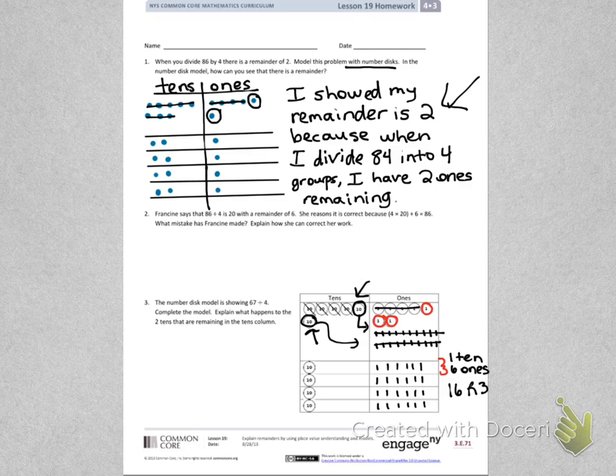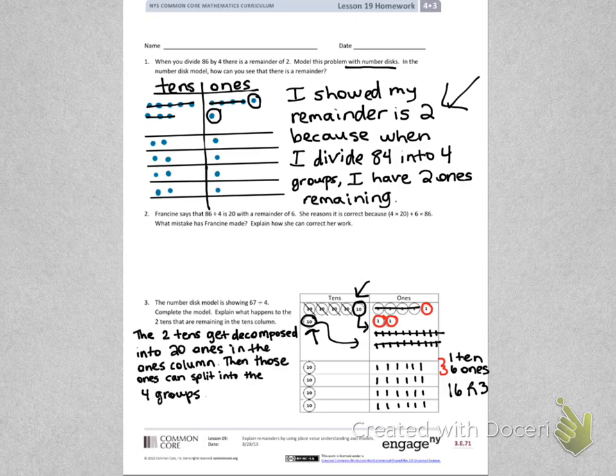meaning remainder 3. The directions are actually asking us, they didn't ask us for the actual answer, they're asking to explain what happens to the 2 tens that are remaining in the tens column. That explanation might look something like this. The 2 tens get decomposed into 20 ones in the ones column, then those ones can split into the 4 groups. They all combine into ones, making them split into 4 groups.